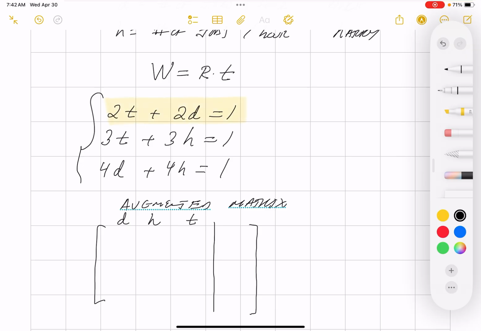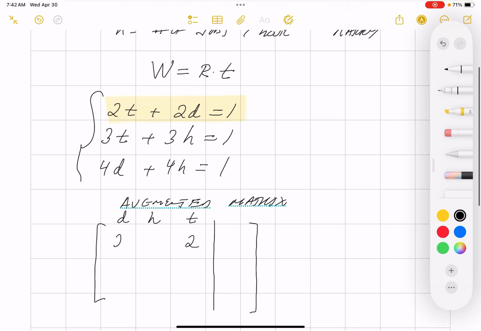All right? So what does it mean? Two T's, two D's, no H's, one. All right? Let's go to the next line. And what does this one say? Three T's, three H's, but no D's. That also equals one job. All right? Let's go to the next line or equation or row. And that's going to be four D's. Let's put that down, 4. And then 4H, but no T's, equals 1.